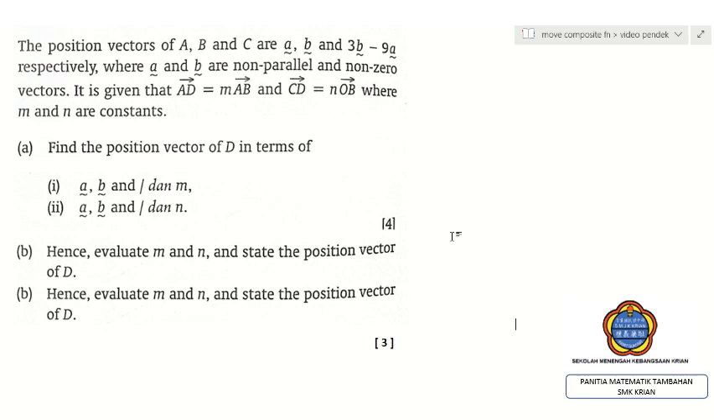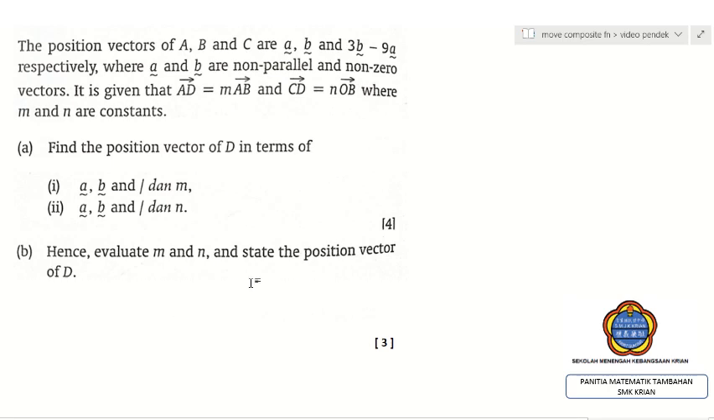Okay, and then question B, evaluate m and n and state the position vector of D. Okay, now we start with question A.